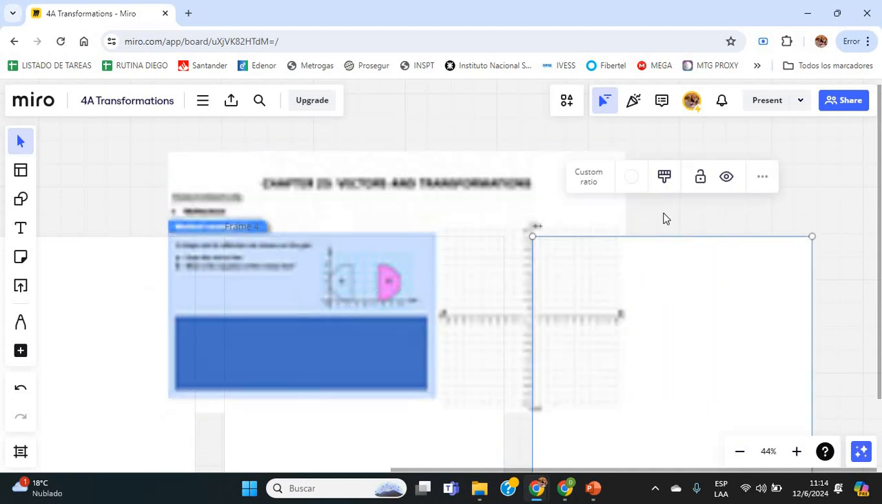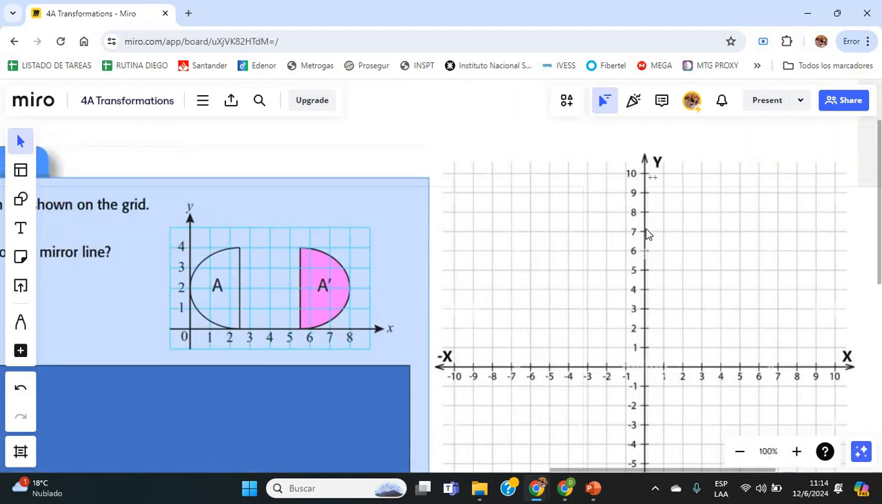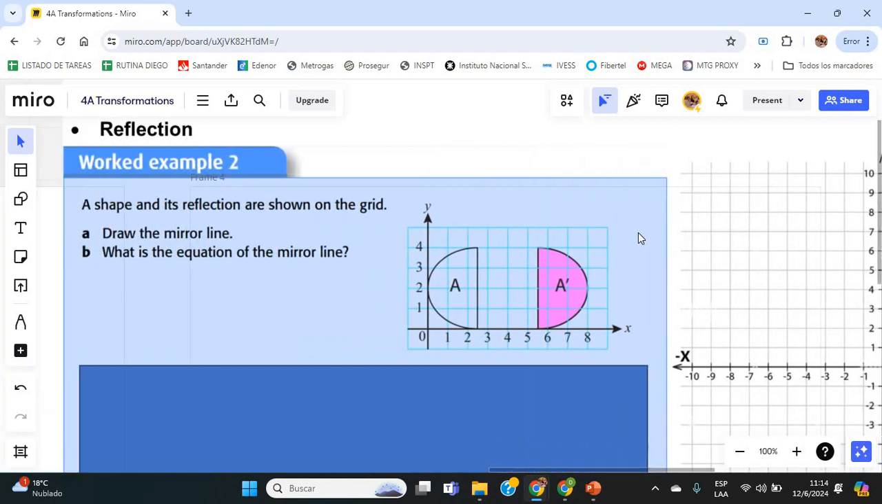Okay, we have this one. Again, they tell you to draw the mirror line. We know the mirror line is in the middle between 2 points. Okay, so we just have to select 2 points. For example, these two, the middle is here. These two, the middle is here. These two, the middle is here. So the mirror line will be this one.